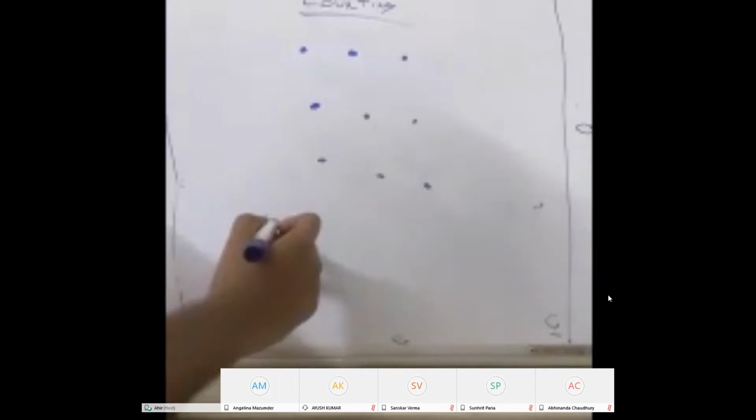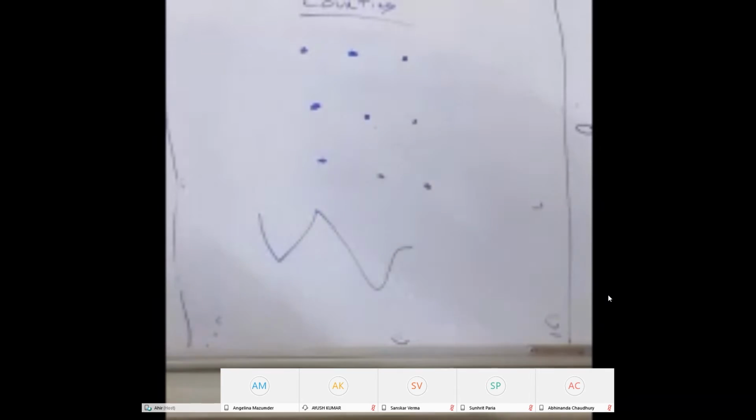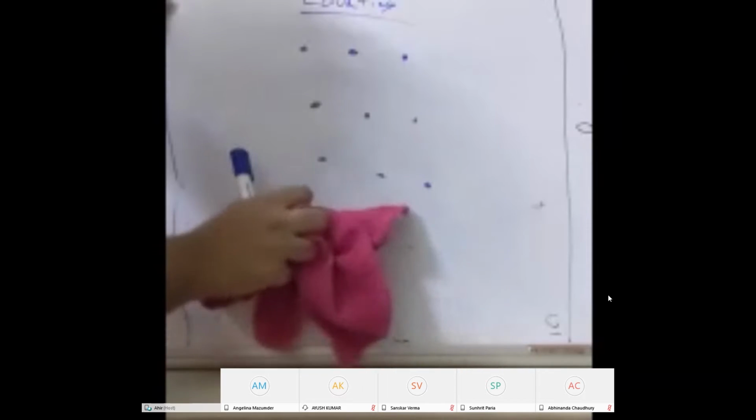So using 4 connected lines, continuous lines actually, like something like this. It shouldn't break. So using 4 connected lines, go through all these 9 points. But you're done. Okay, cool. Let the others try.